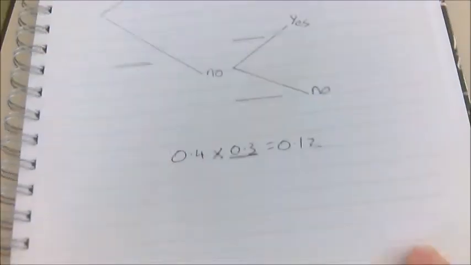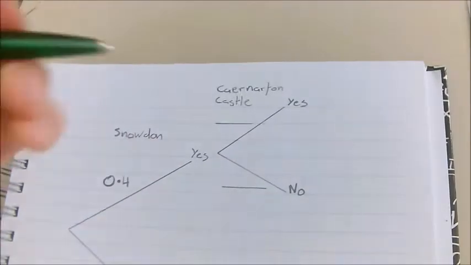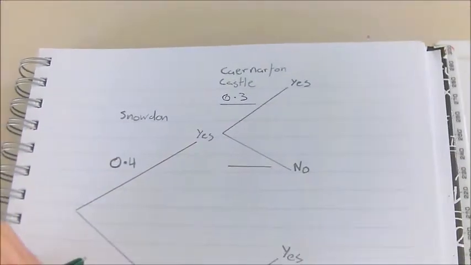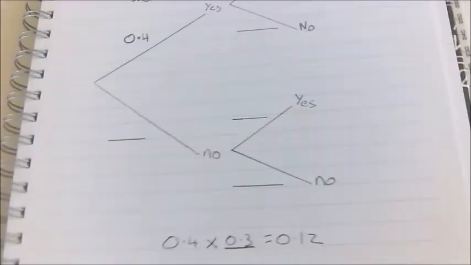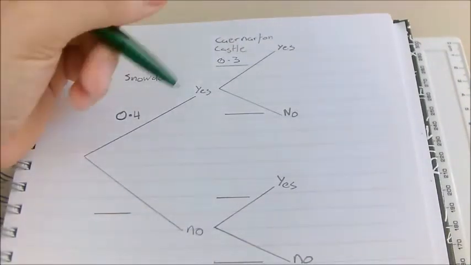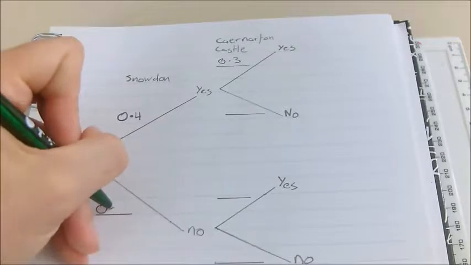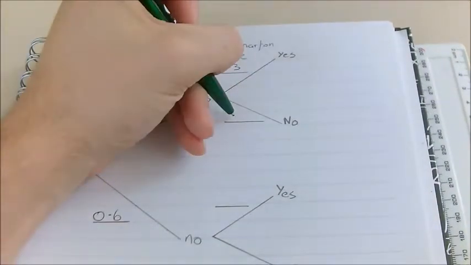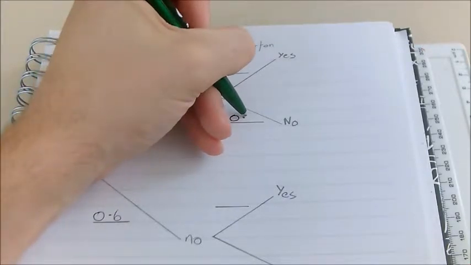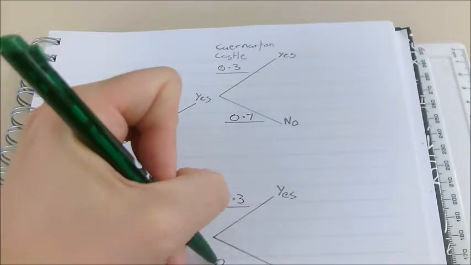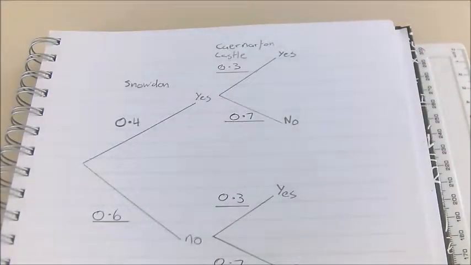Okay, so when it comes to filling this tree diagram, we know that this is 0.3. And when it comes to filling the rest of it, if going to Snowdon is 0.4, not going to Snowdon is 0.6. And if going to Caernarvon Castle is 0.3, not going to Caernarvon Castle is 0.7. Okay, so that probability tree diagram is completed, and that's 4 marks.